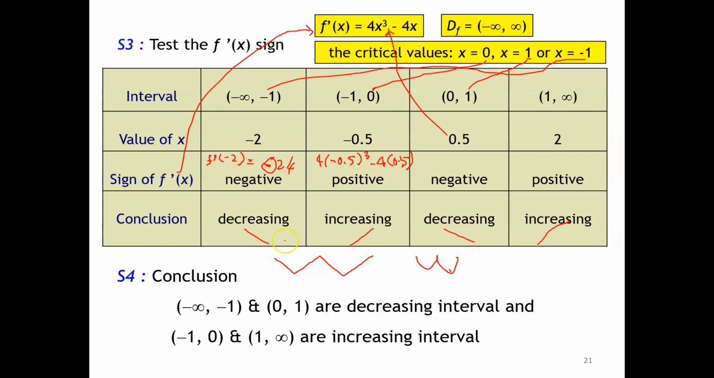So now you already know it. From negative infinity until negative 1, and this one 0 until 1, are the decreasing intervals. And for this one, negative 1, sorry, where is my cursor? Negative 1 till 0 and 1 until infinity, these are the increasing intervals. So this is the conclusion.